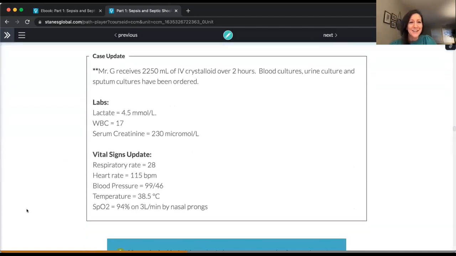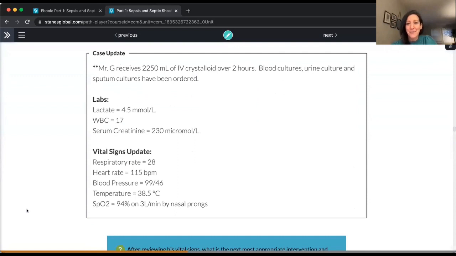Okay. Dr. Karima, we're going to move on. Thank you guys for doing that. That's how we change practice, is by not just thinking about it, but doing it. So now we all have measured capillary refill time. So you can do that in your patients when you're concerned about perfusion. Dr. Karima, do you mind reading this next case update, please?